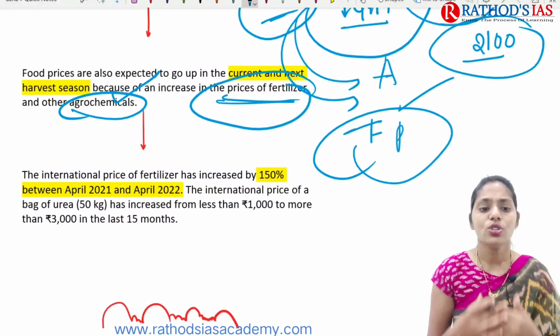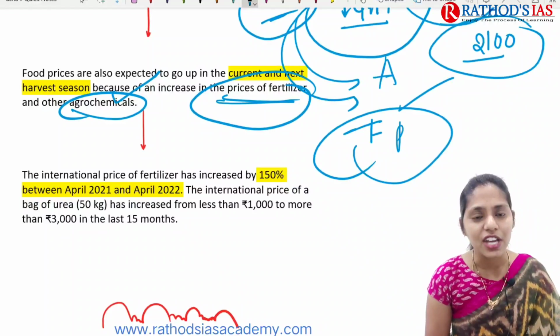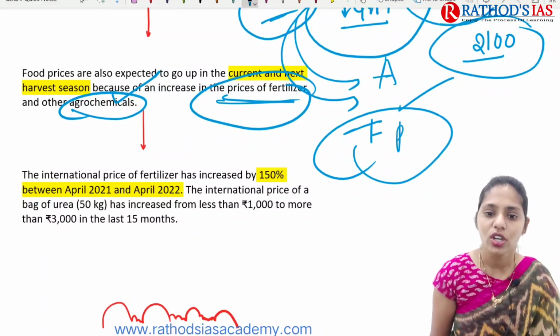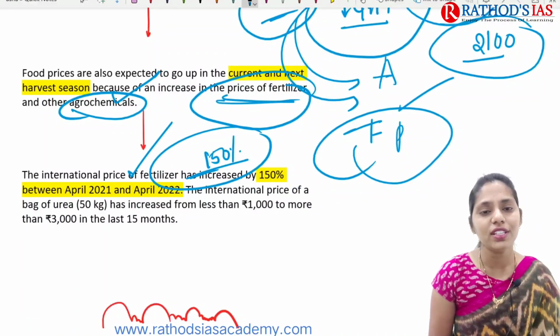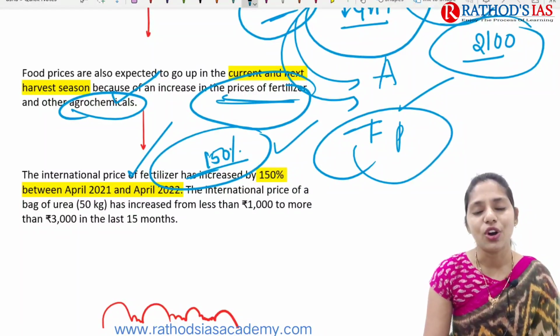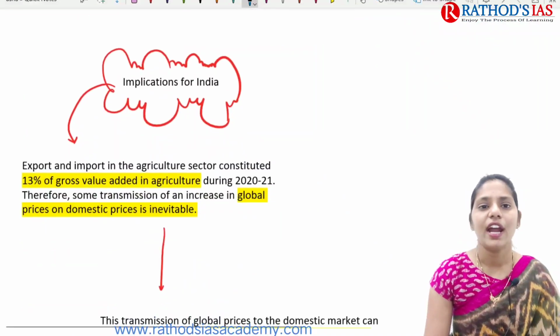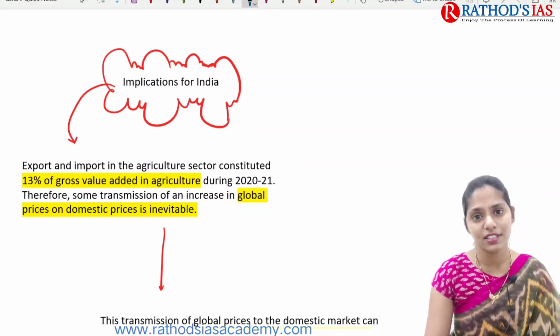Herbicides, etc. So those prices also have been increased. And if you see the international price of this fertilizer, it increased by 150%. Okay, so because of this, there might be a further increase in food prices in the coming season because of the increase in fertilizer prices. And what are the implications for India and for the other countries in the globe?